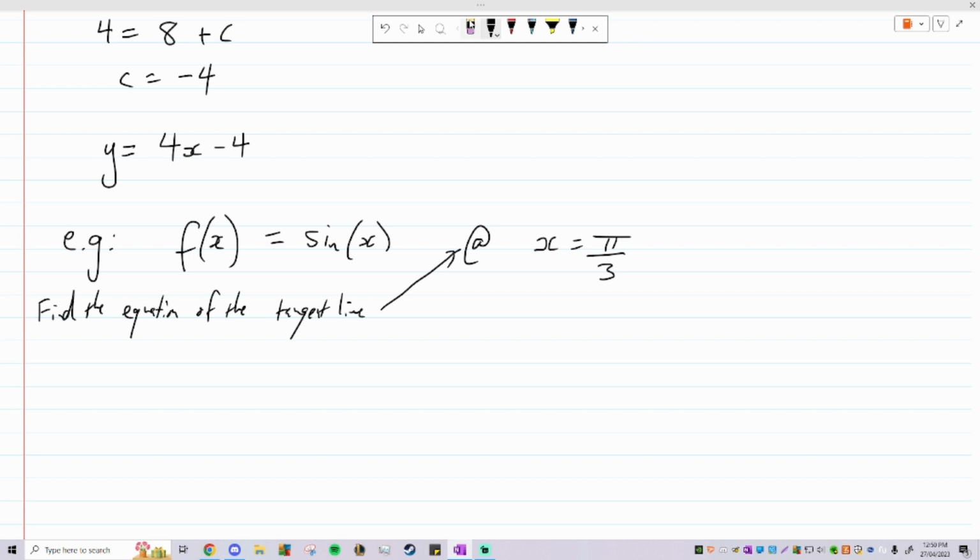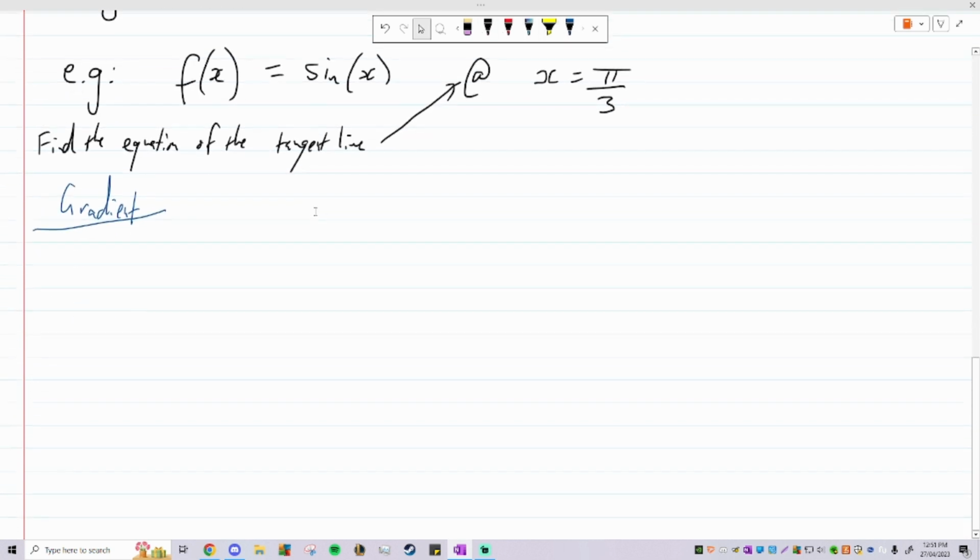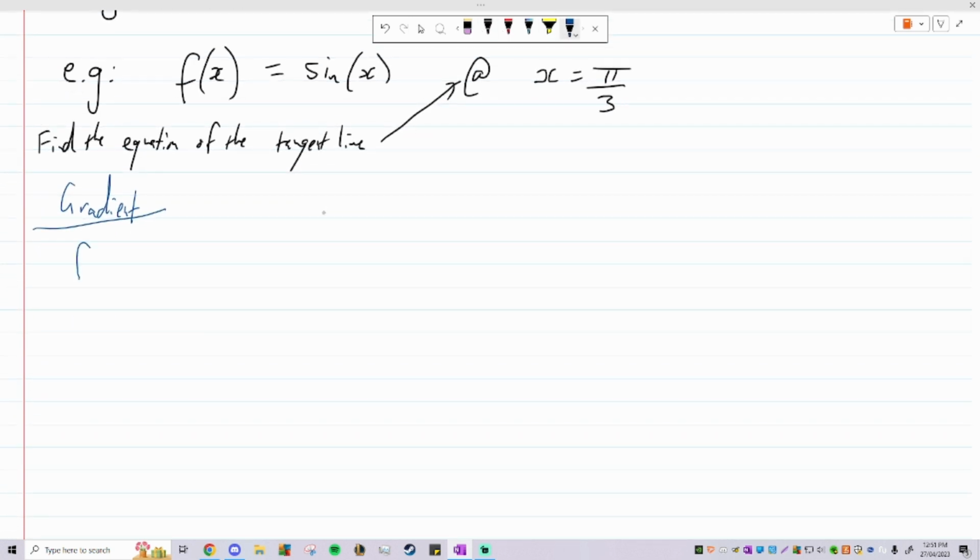Okay, so the first thing I might want to do is find, of course, the gradient of the tangent line. So let's look at the gradient first. Okay, so to find the gradient, I, of course, take the derivative. Gradient means essentially derivative. They're all sort of one and the same. Recall back to last term and hopefully recently in the holidays. The derivative of sine of x is cos of x.